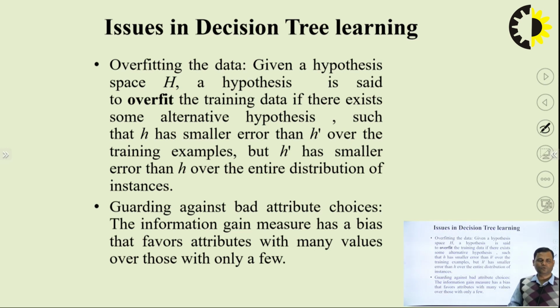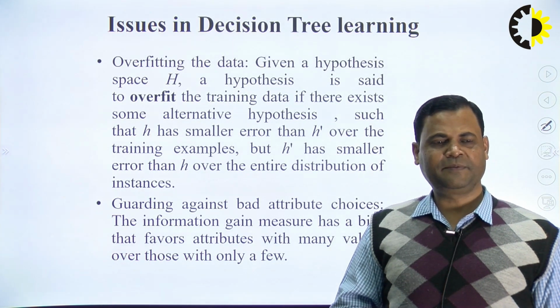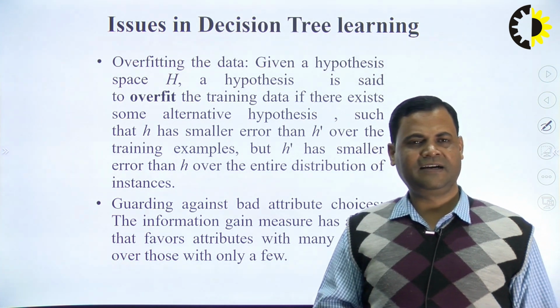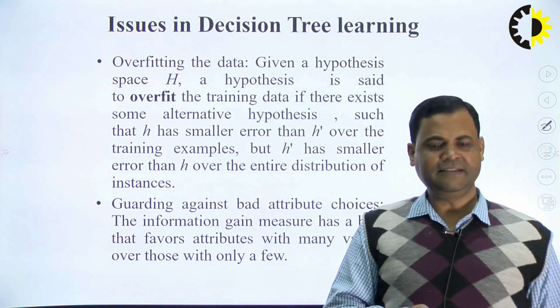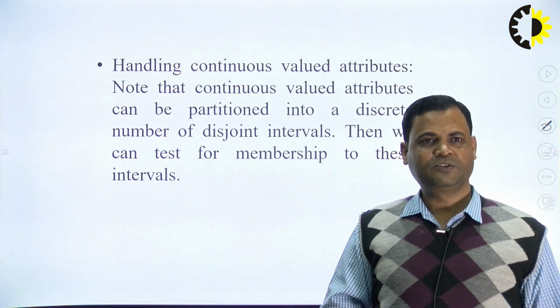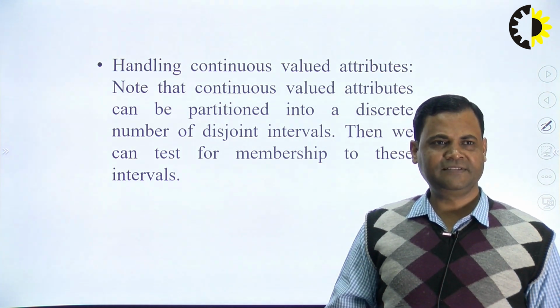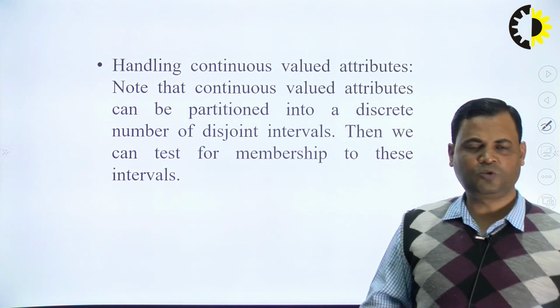So I have discussed some issues in decision trees. First, overfitting the data, which is one of the most important things in machine learning. Second, guarding against bad attribute choices: an attribute having fewer values will not be preferred over an attribute having more values. Again, there is the issue of handling continuous valued attributes, which can be partitioned into a discrete number of disjoint intervals, and then we can test for membership in those intervals.